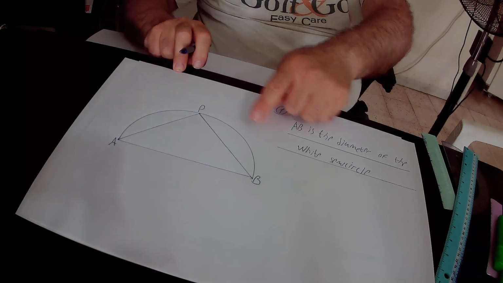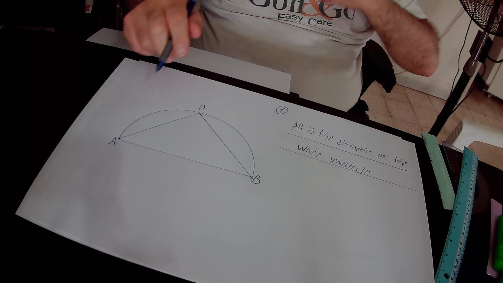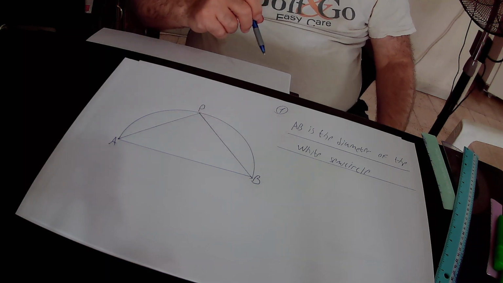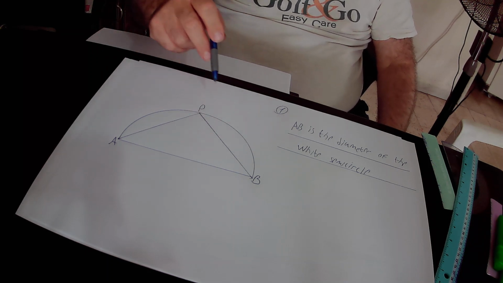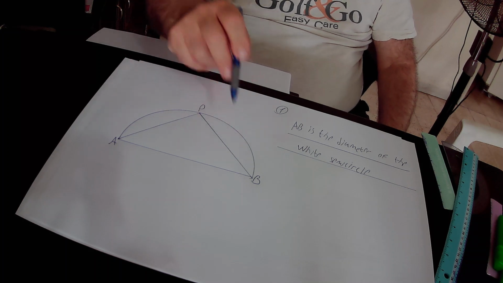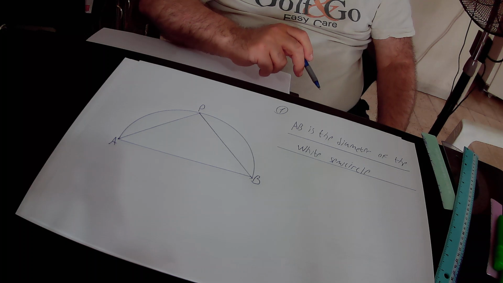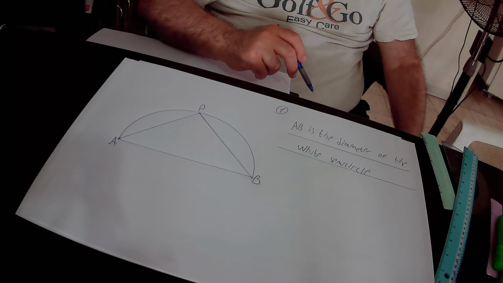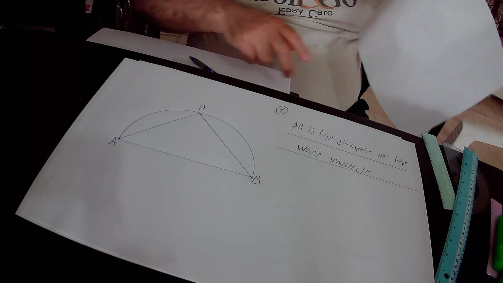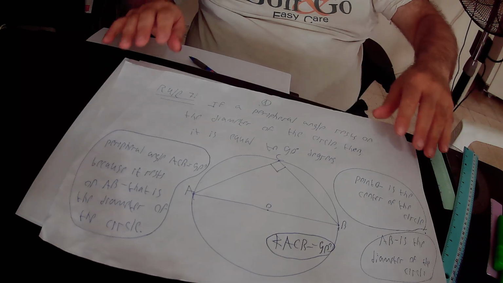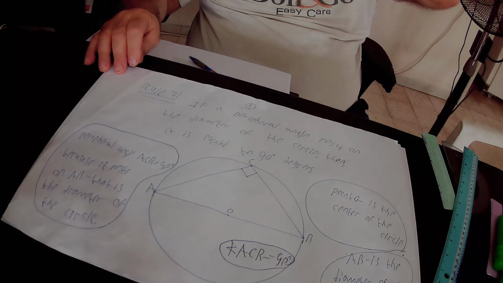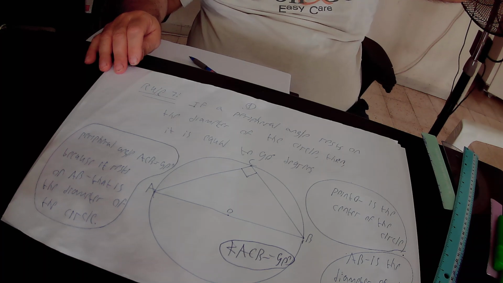By joining points P and B together by a straight line, we created a peripheral angle APB. This peripheral angle APB is subtended on AB, this is the diameter of this white semicircle, therefore we can implement here rule 7. I repeat quickly on rule 7. According to rule 7, if a peripheral angle is subtended on the diameter of the circle, then it is equal to 90 degrees.